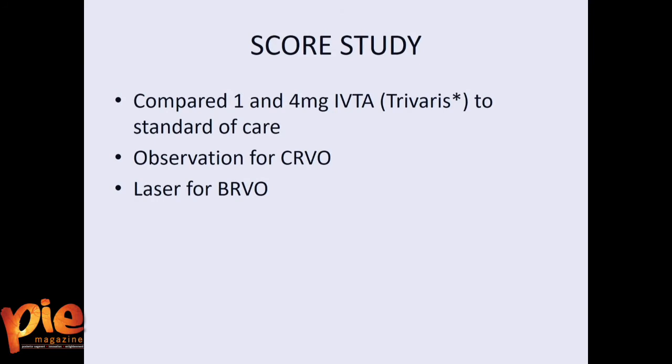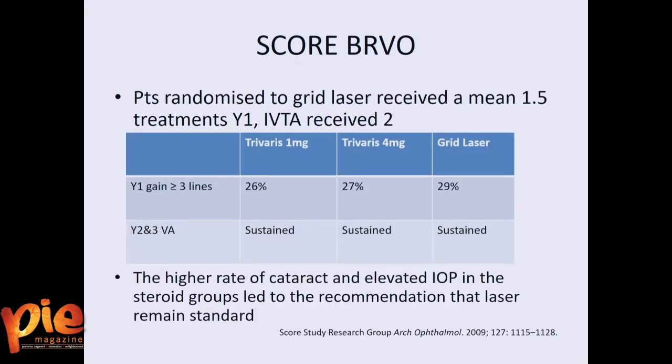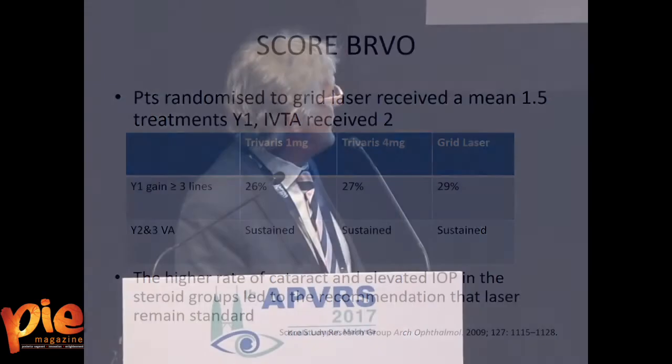What about RVO? This is the SCORE study where they looked at 1 and 4 milligrams of Trivaris, which is only really used in the NEI studies. We're not quite sure about the pharmacokinetics of this drug. They compared this to observation for CRVO and laser for branch retinal vein occlusion. Essentially, the SCORE BRVO study found no benefit of triamcinolone here in terms of letters gained over the first 12 months, or the proportion that gained 3 lines. It was the same for laser, and because it had more adverse events, they did not recommend triamcinolone for branch retinal vein occlusion.